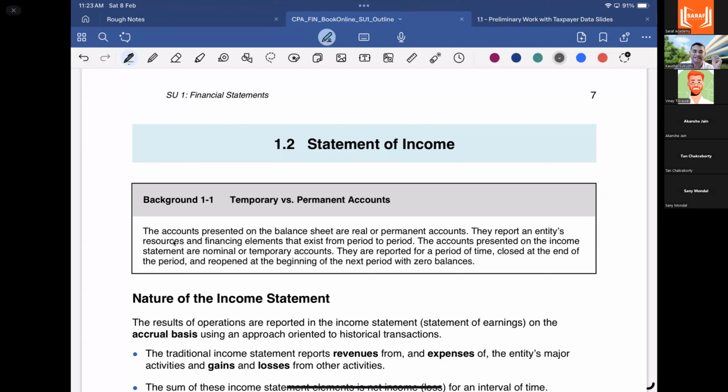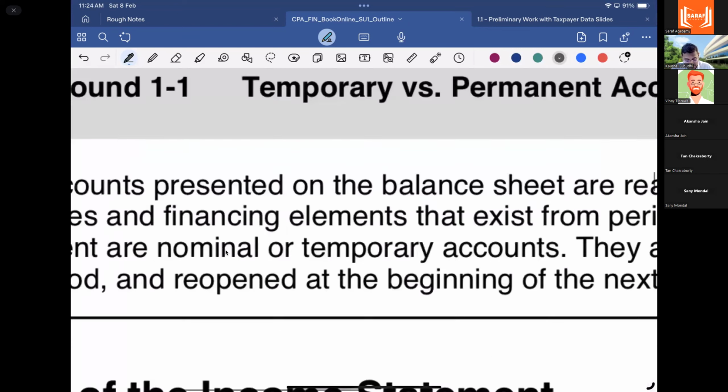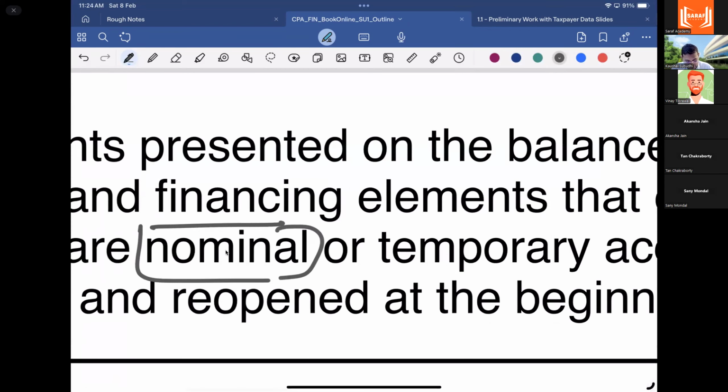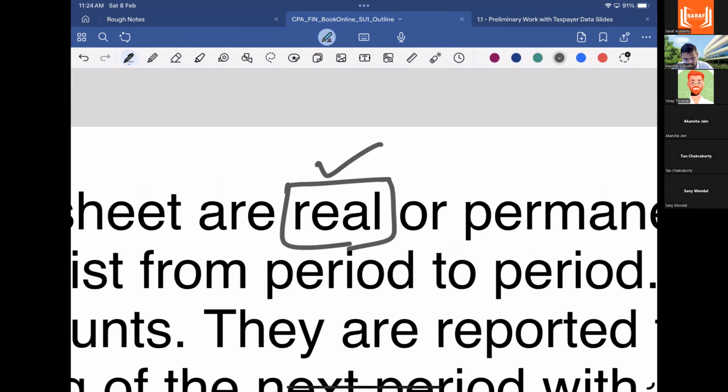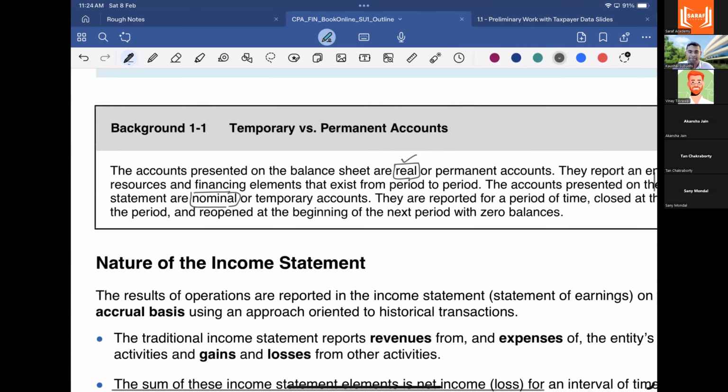Right, they report on entities, resources, and financing elements that exist from period to period. And of course, the accounts presented on the income statement are what? They are the nominal accounts. So we don't understand, we have never read things related to temporary accounts or permanent accounts. India में हमें वैसा सब नहीं सिखाया गया है. But of course, we know that they are either nominal or real accounts, right? So this is how it has worked all the time.